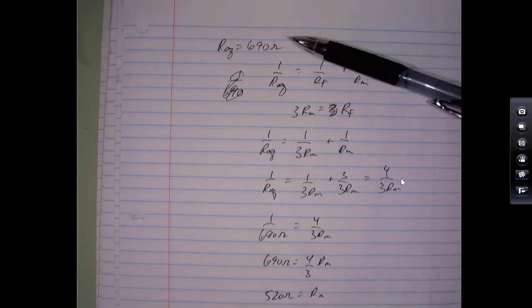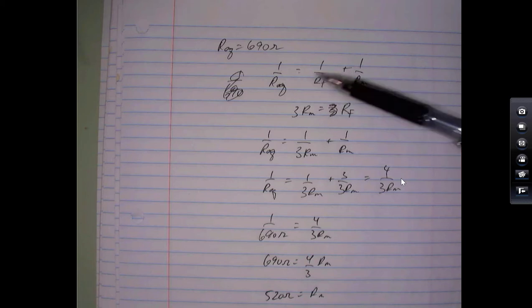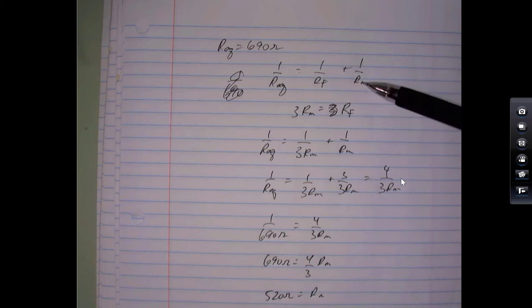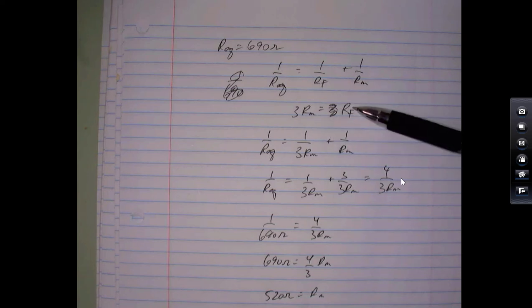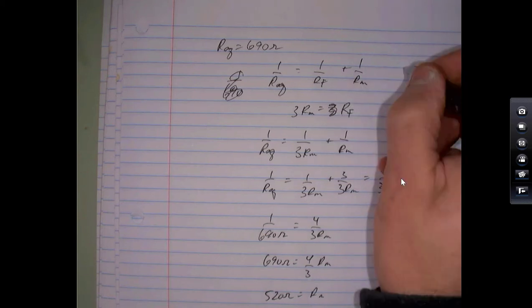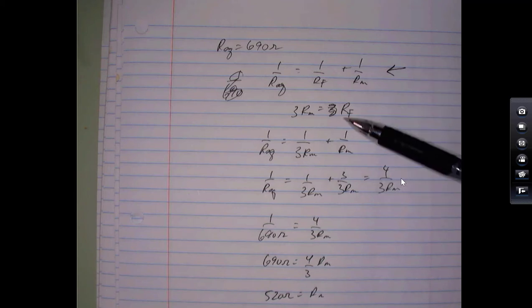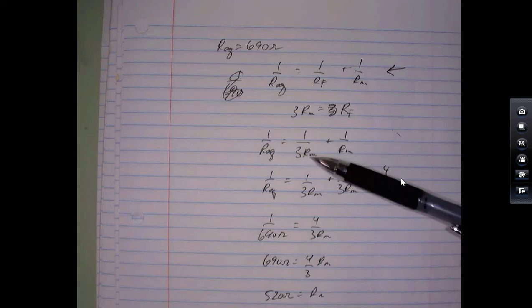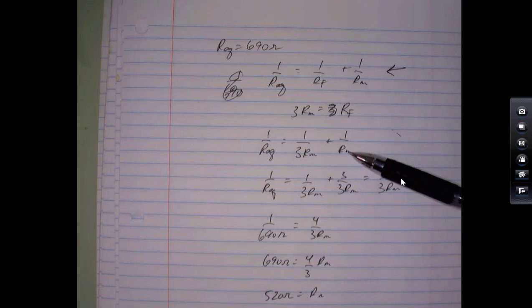Okay, so they're telling you the equivalent resistance is 690. So we know that 1 over the equivalent resistance is 1 over R fat plus 1 over R muscle. And they're also telling us that 3 times the muscle resistance is equal to the fat resistance. So this is how equivalent resistance works out in parallel. Okay, and then I can put this fact into here. So 1 over the equivalent resistance is 1 over 3R muscle, because of this relationship. I plugged it in there, plus 1 over R muscle.